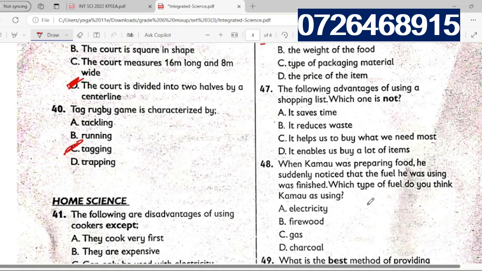The following are advantages of using a shopping list. Which one is not? Saves time, reduces waste, enables one to buy a lot of items. No. It helps one to buy what is most needed.